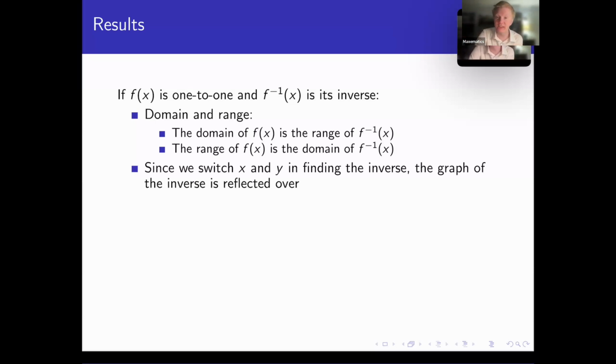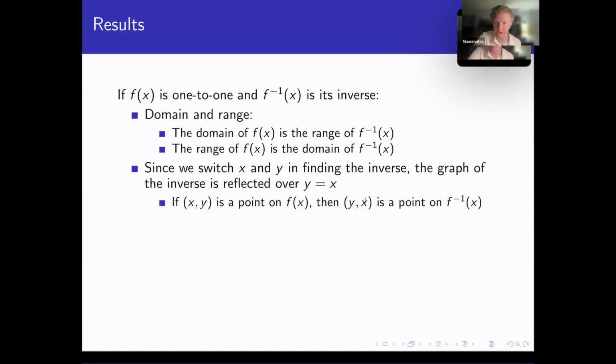Likewise, since we're switching x and y, this is technically a reflection over the line y equals x, which is pretty neat. So if (x, y) is a point on f of x, then (y, x) would be a point on f inverse. So for example, if (3, 4) is a point on the original function, then (4, 3) is a point on the inverse.